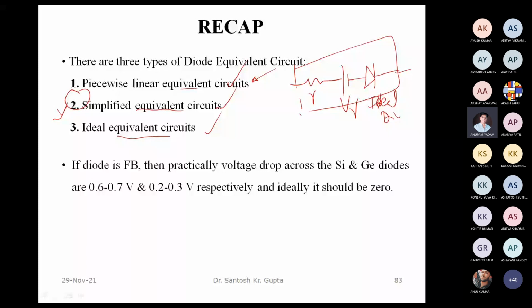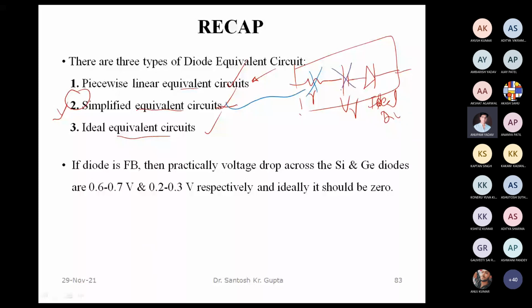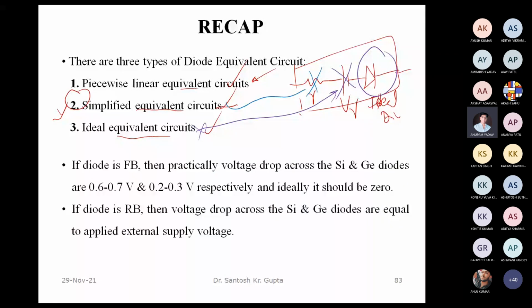In the simplified one, we remove this. Whereas in the ideal one, we remove this also. So in the ideal we have the ideal diode only. Some more comments are here which we have already understood.